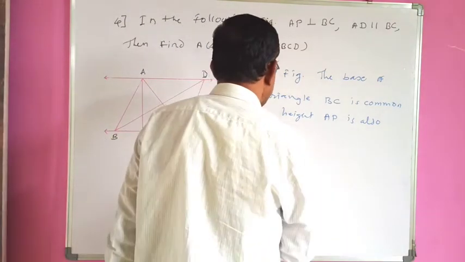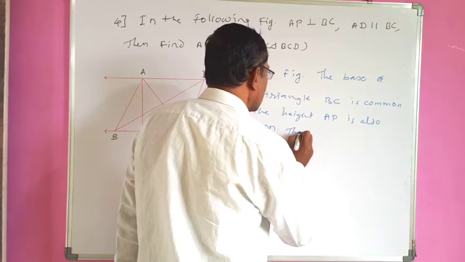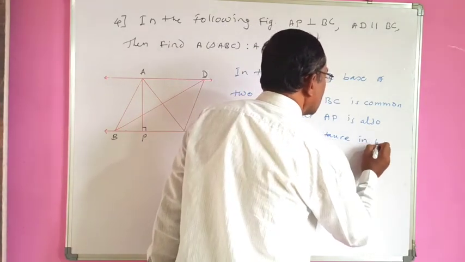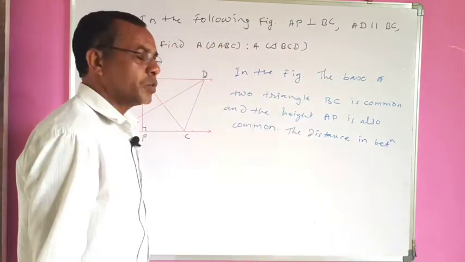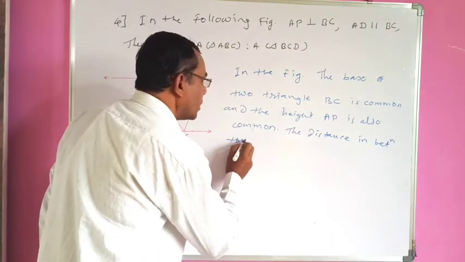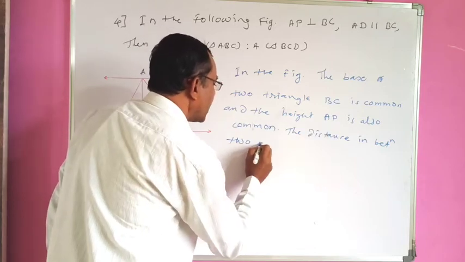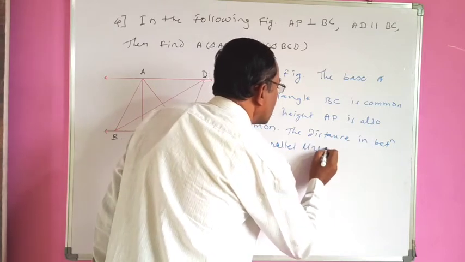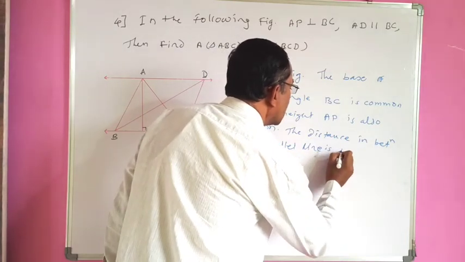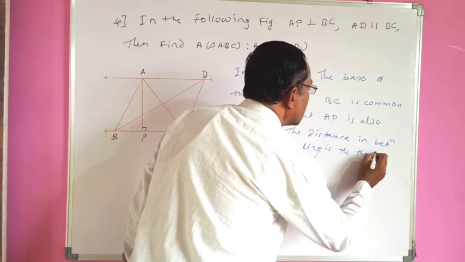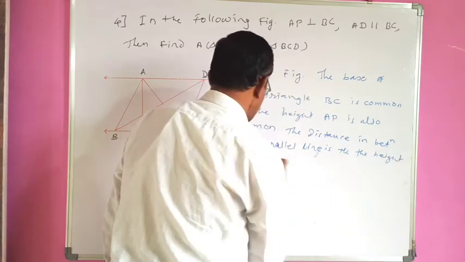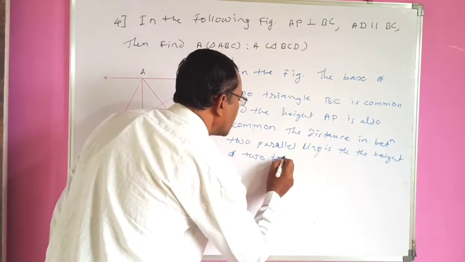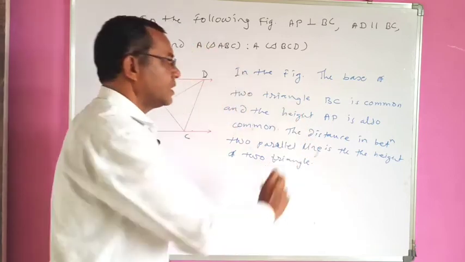Okay, now we write here: the distance in between two parallel lines is the height of two triangles. It is the reason here.